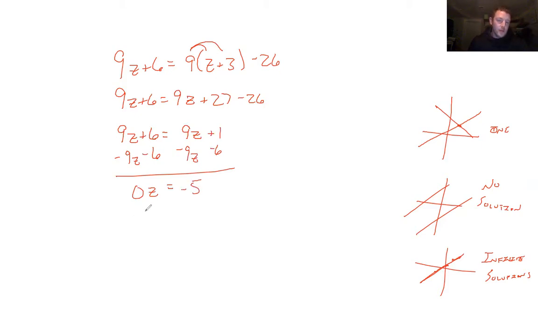Well, is 0 times z equal to negative 5? What number z could I use? And the answer is none. 0 times z is just 0. So this would be no solution. If you ever get 0 times something equal to a number where this is not true, then it's going to be no solution.